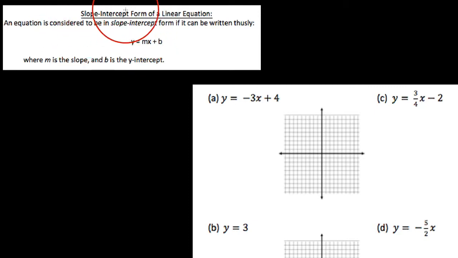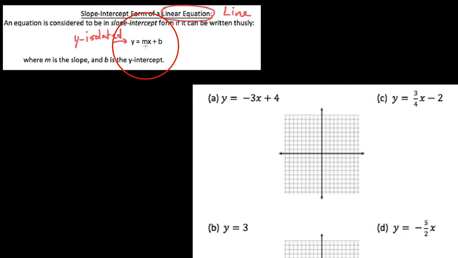We say slope-intercept form of a linear equation, where the root word of linear is line, so we're graphing lines here. We say an equation is considered to be in slope-intercept form if it can be written thusly. And we see we have here y equals mx plus b. So key characteristics, let's point a few out here. We say y is isolated. This is kind of an important deal.